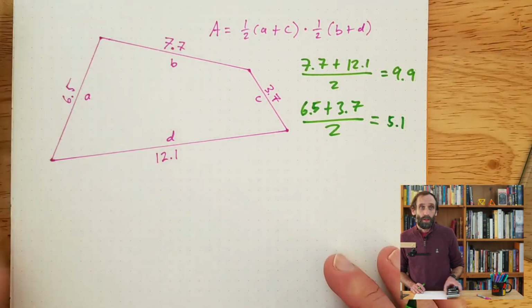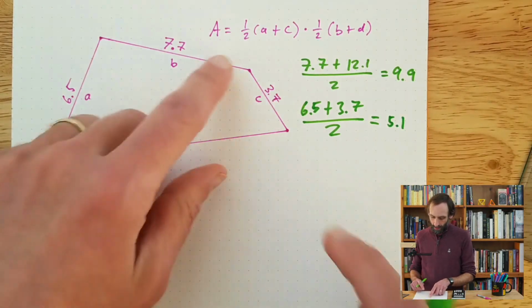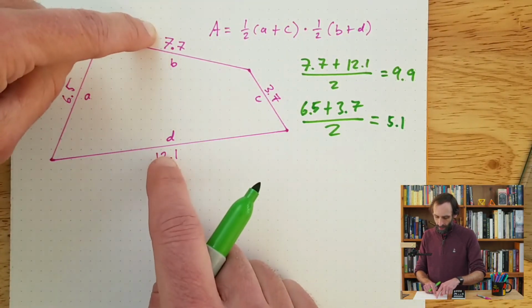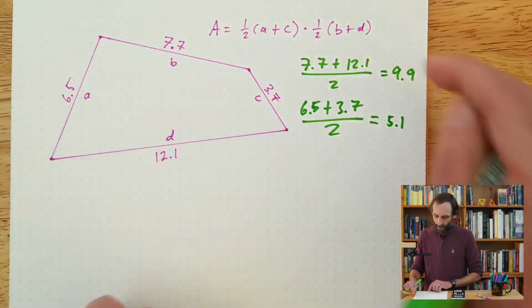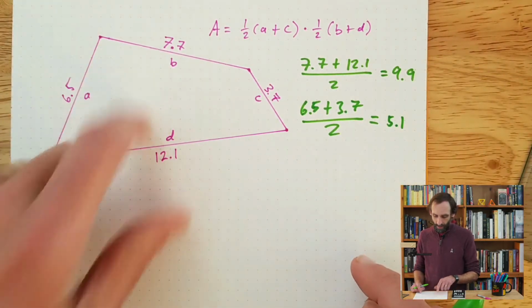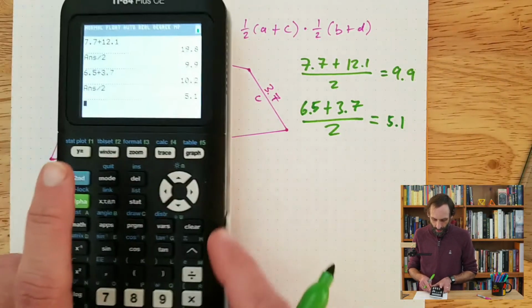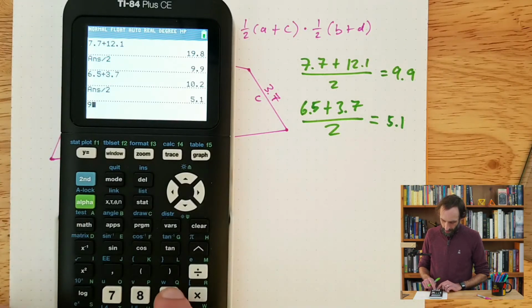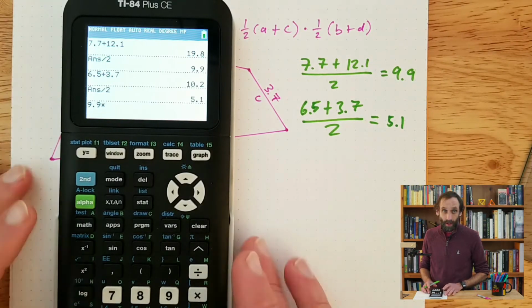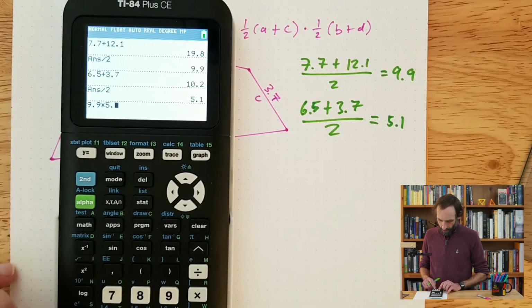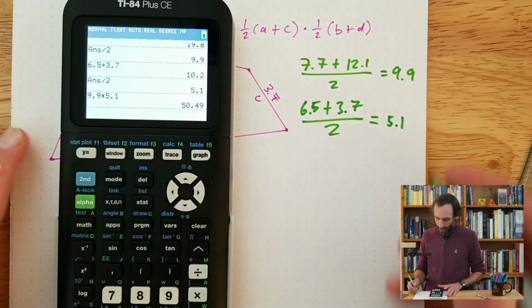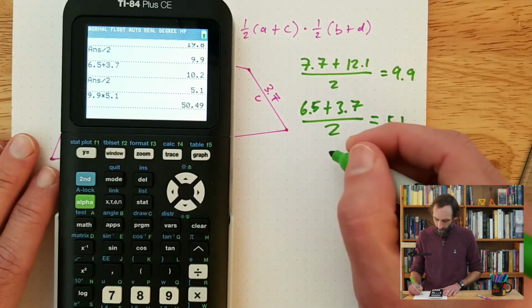5.1. All right, so what this formula is telling me is that if I take the average of these two sides and then the average of these two sides, I can multiply those two averages to get the area. So let's do that next. We'll multiply 9.9 times 5.1, and this gives me 50.49.